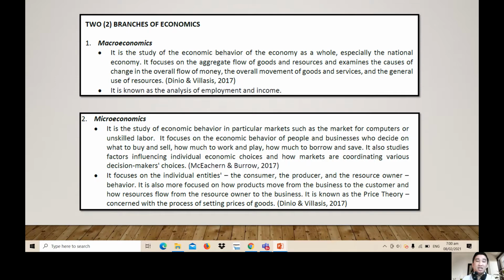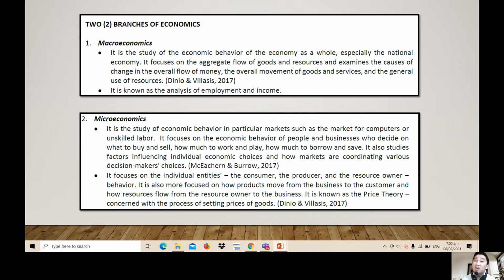So matatalakay natin yan, yung employment in general. Bakit ba maraming unemployed? Okay. So it also focuses more on the GNP, or the gross national product, and gross domestic product of the country. The measurement of how many goods and services are being produced in a year. So it is also known as the analysis of employment and income. Okay, that's macroeconomics. Aside from that, we have microeconomics.